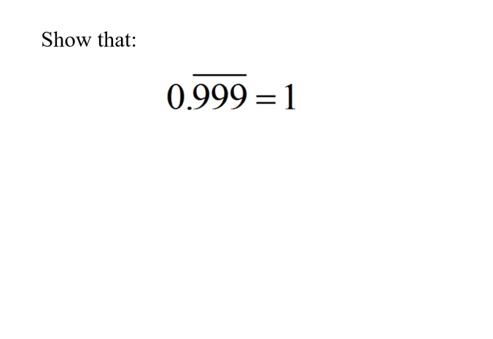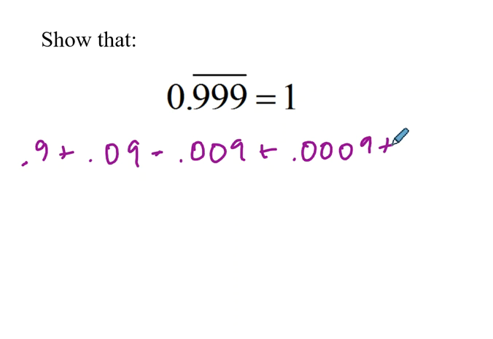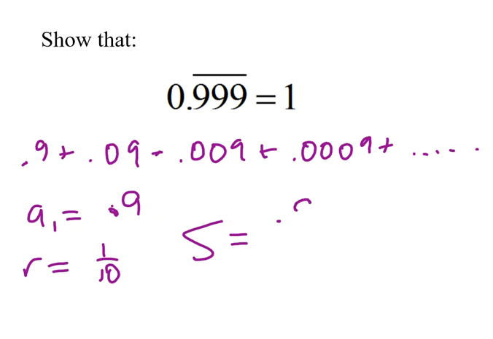So 0.999 repeating. That's really 0.9 plus 0.09 plus 0.009 forever. Well, what's my first term there? My first term is 0.9. My common ratio is 1/10. So when I use my infinite sum formula, the sum of these is going to be 0.9 over 1 minus 1/10, which is 0.9 over 0.9, which is equal to 1. Boom. Pretty cool, huh?